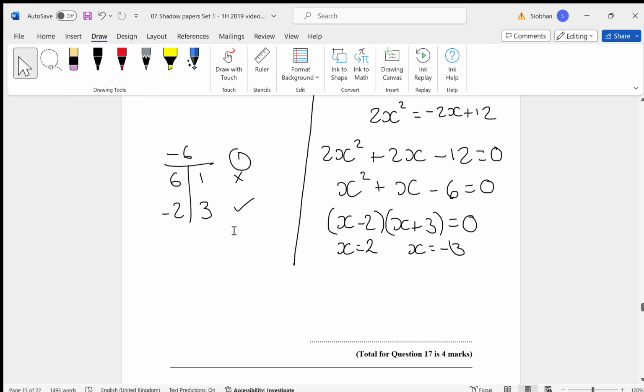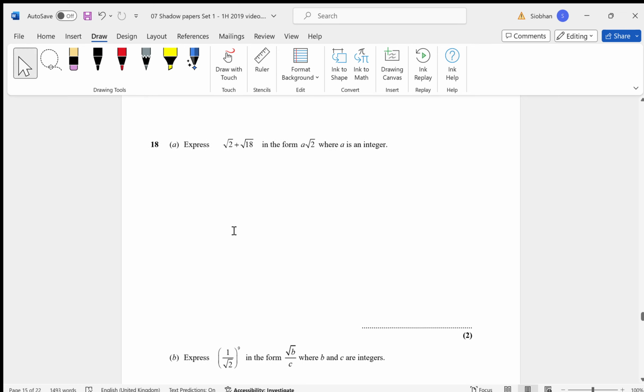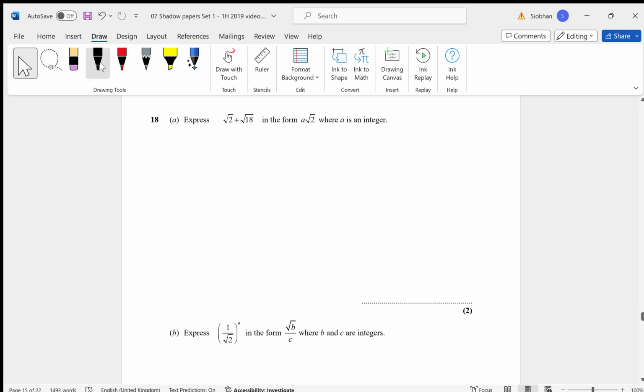Okay, next question, number 18. This was done pretty well. We only need to actually work with root 18 because root 2 is already in its simplest form. Two numbers that multiply together to give 18 would be 9 times 2. So root 9 times root 2. Always put the square number first. The square root of 9 is 3. And we're doing root 9 times root 2. Keep root 2 as it is.